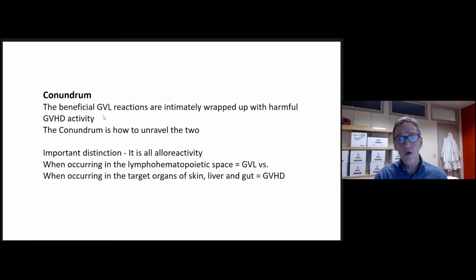So there's no question that the beneficial GVL reactions are intimately wrapped up with the harmful GVHD activity. And the conundrum really is, how do you unravel these two reactions? I'll make an important distinction, because it's all alloreactivity. When it occurs in the lymphohematopoietic space, in the bone marrow, the blood, and lymph nodes, you can call that GVL. And when the same alloreactivity occurs in the target organs of the skin, liver, and gut, that's what we call GVHD.